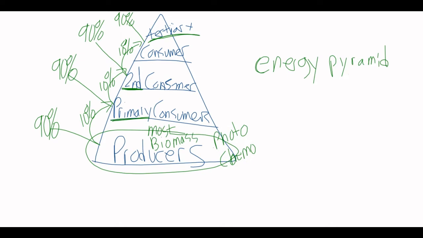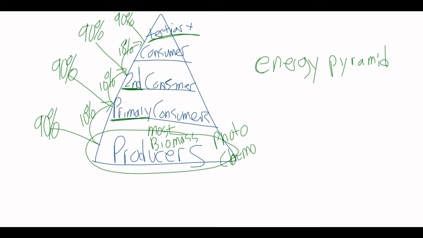They also tend to be the smallest. Now, yes, I know trees are producers and they can be giant, but most producers are small. Primary consumers are usually small. They're insects, they're mice. Secondary consumers are usually bigger. They might be a cat or a leopard or a fox or a wolf. Well, actually, a wolf would probably be a tertiary consumer.